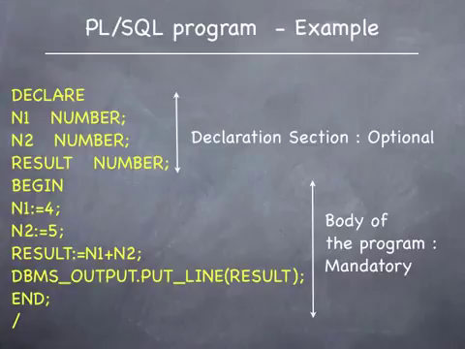The second section is called the body of the program, and it consists of the statements between the words begin and end. Every program must have a body to it, and it is a mandatory section. More on what is mandatory and optional will be discussed on the next slide.